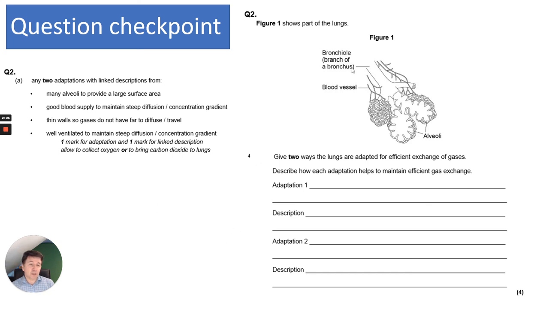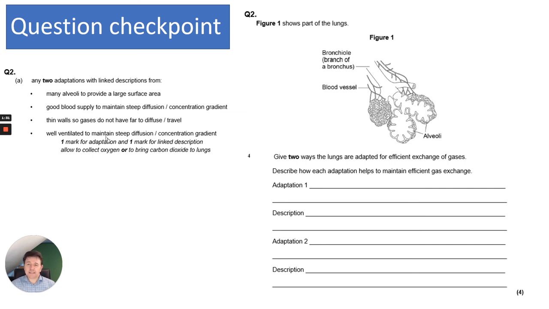You could have good blood supply because they show lots of blood vessels. And what's that doing? Well, that maintains a steep diffusion gradient or concentration gradient between the blood and the alveoli. It's also got very thin walls. You can't really see that by that diagram, but they do have thin walls, so it basically means that diffusion rates are quick because it doesn't have a large distance to travel. You could also have about ventilation as well. So when you breathe in and out, you're maintaining a steep diffusion gradient.